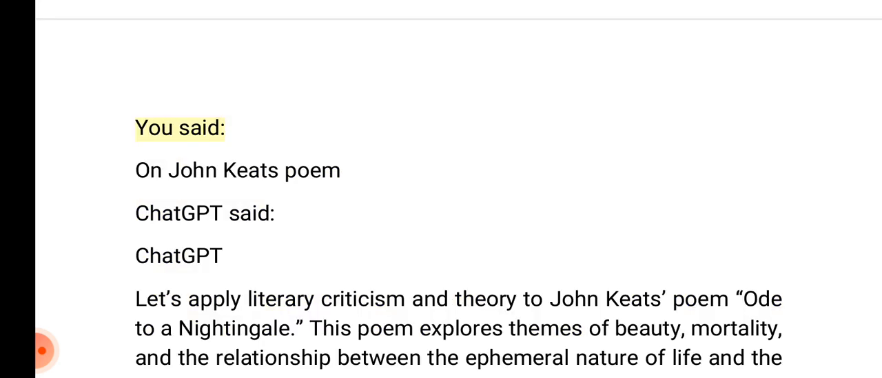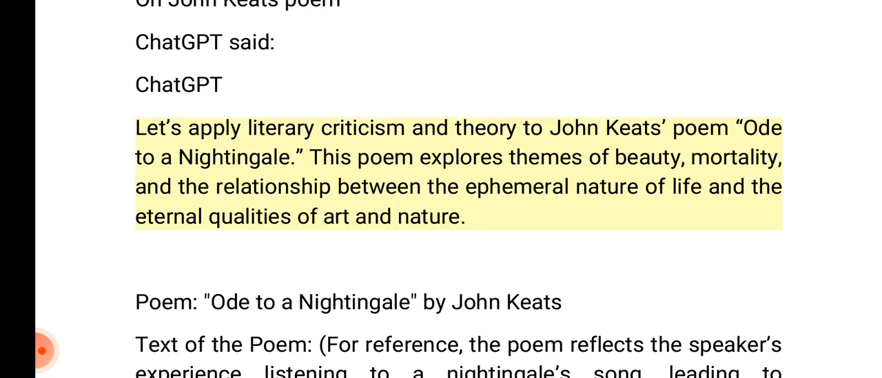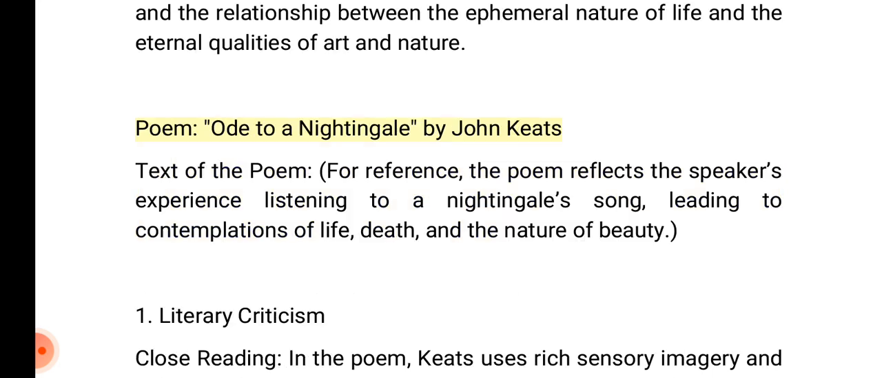You said: On John Keats' poem. ChatGPT said: Let's apply literary criticism and theory to John Keats' poem, Ode to a Nightingale. This poem explores themes of beauty, mortality, and the relationship between the ephemeral nature of life and the eternal qualities of art and nature.